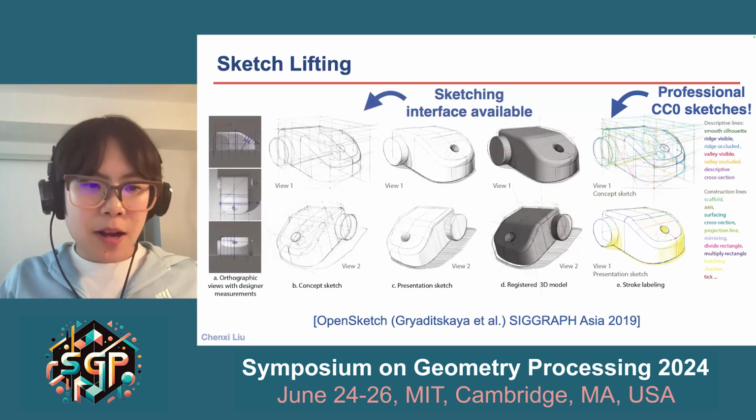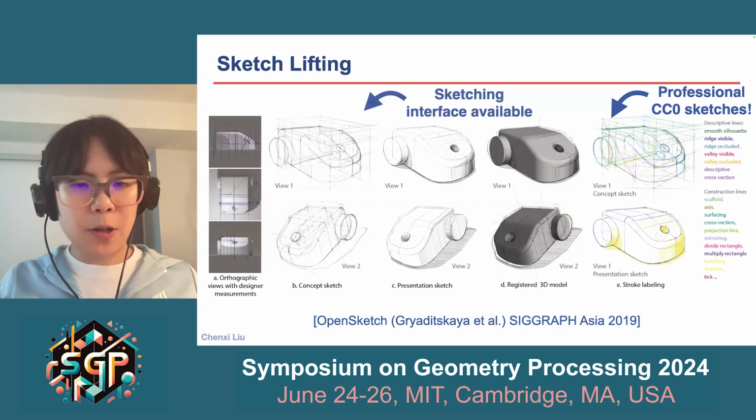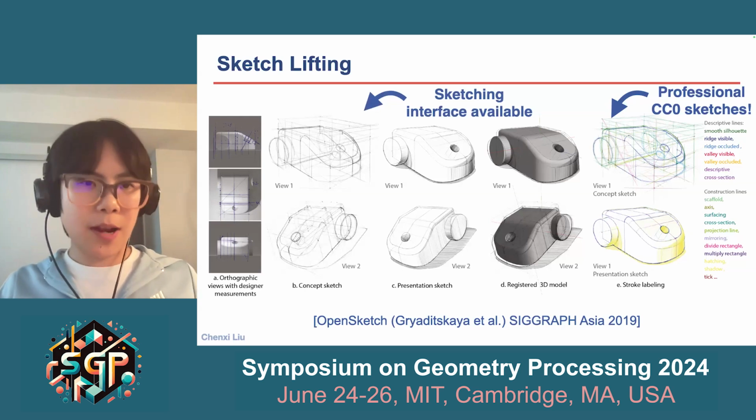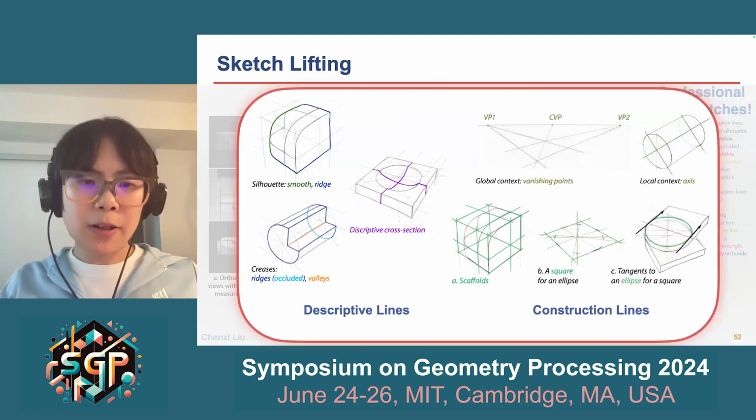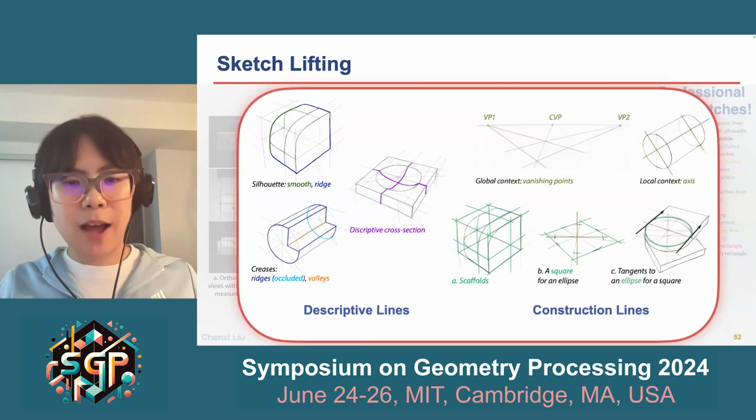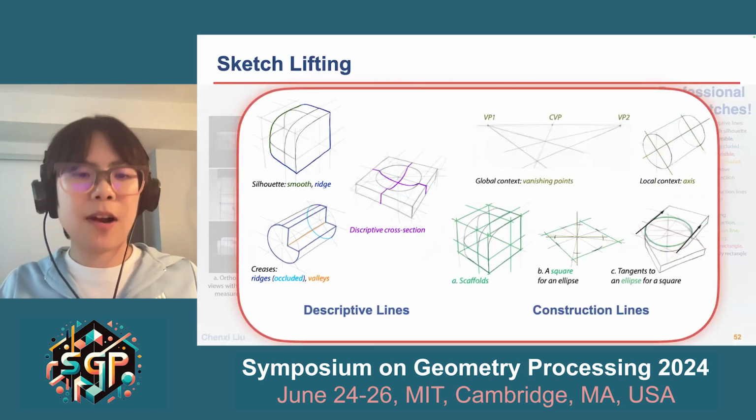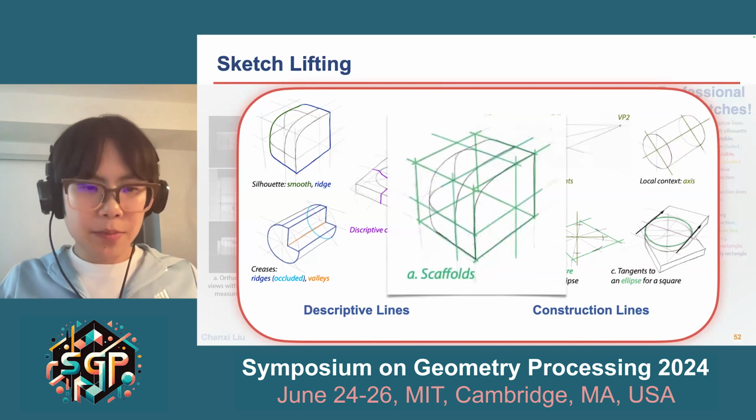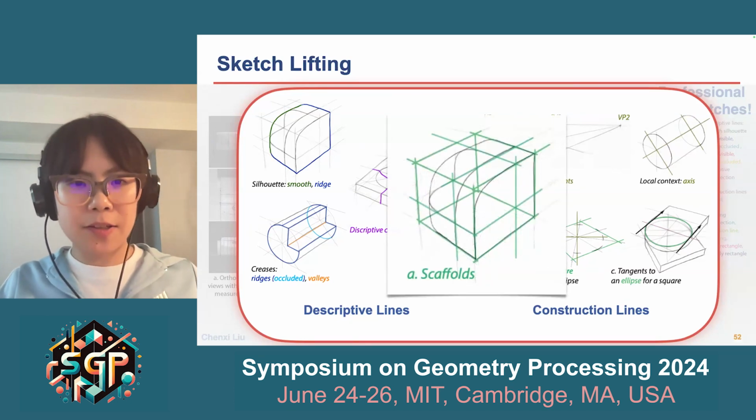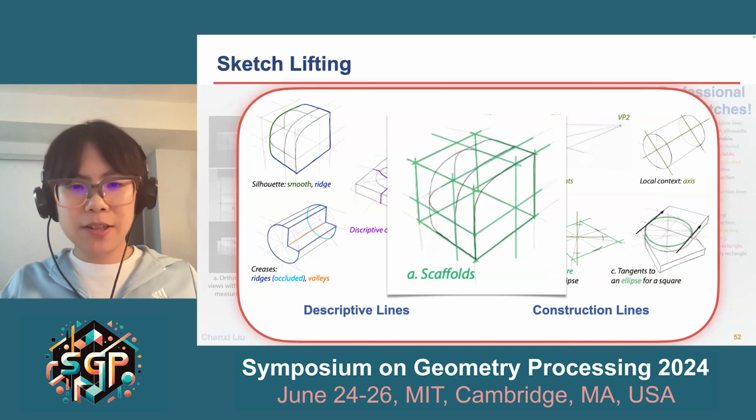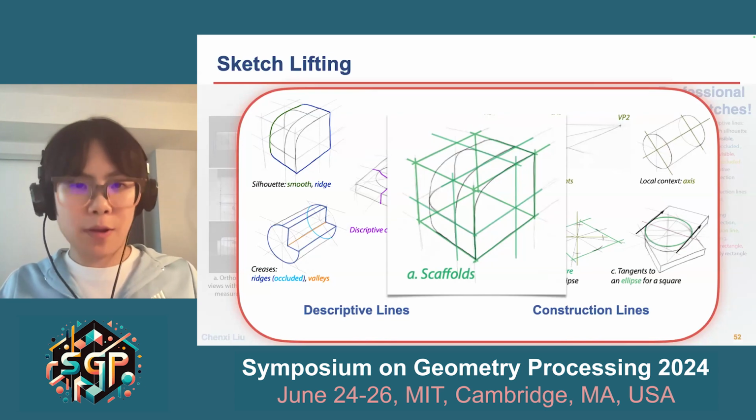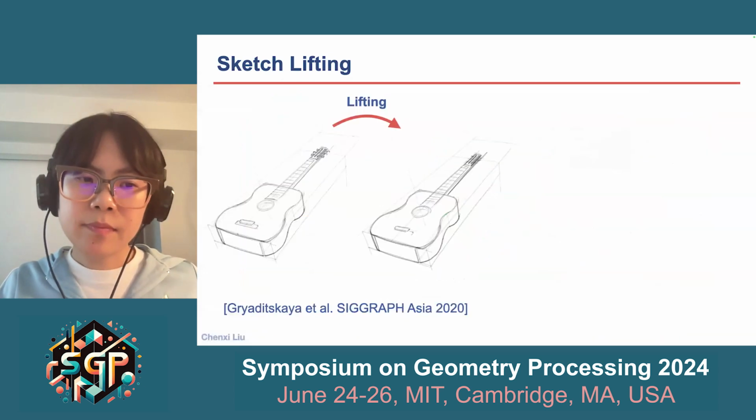They also have their sketching and labeling interface called OpenSketch Online. So if you're interested in building your own sketching interface, maybe you can start from there. So using domain knowledge, this paper categorized lines into descriptive and construction lines. One important type of construction line is called a scaffold. This is used for many applications and many modeling methods later, as we'll see.